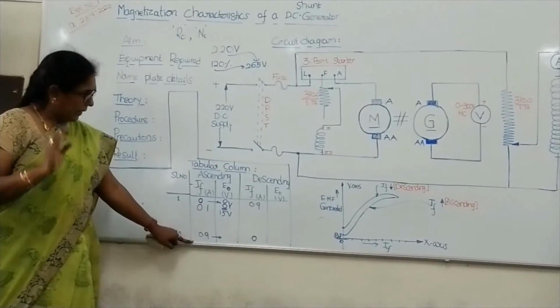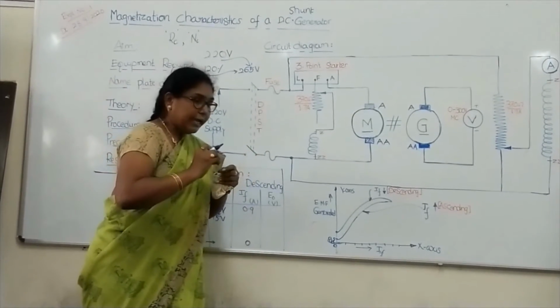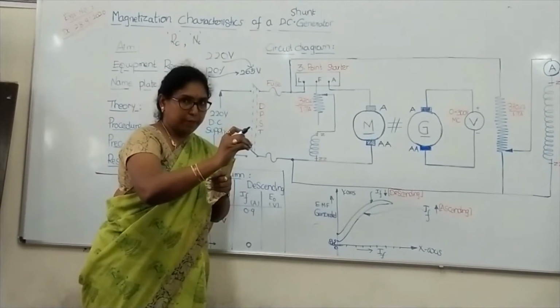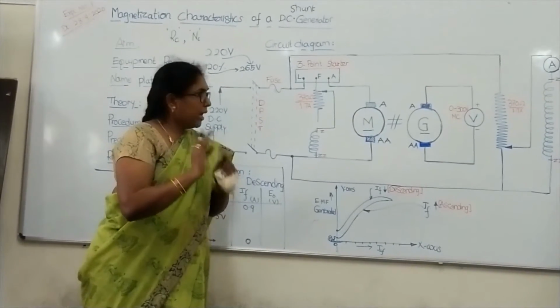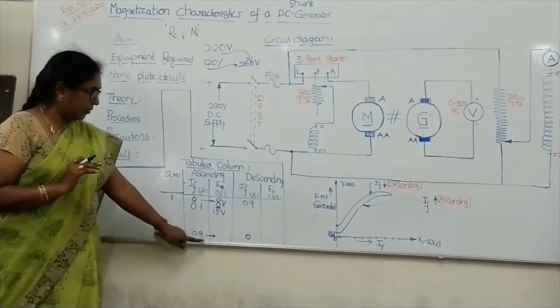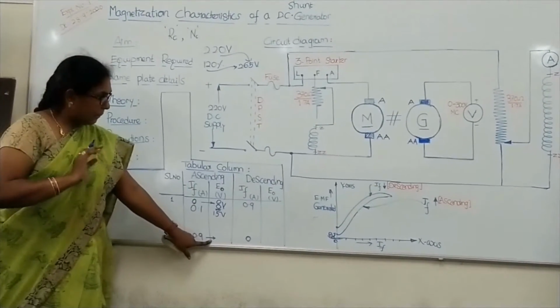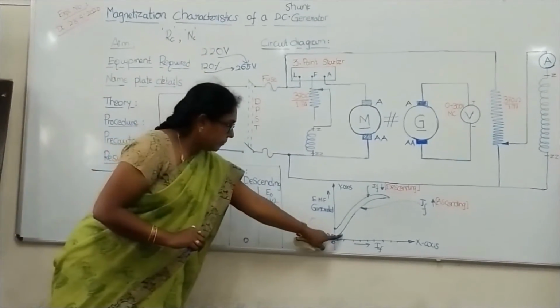Once that is done, we have to move the potential divider in the forward direction very slowly, and it should not be moved back and forth. That is a point we need to observe. After reaching the maximum value of the field current, this completes the ascending order, which is the first case on the graph.